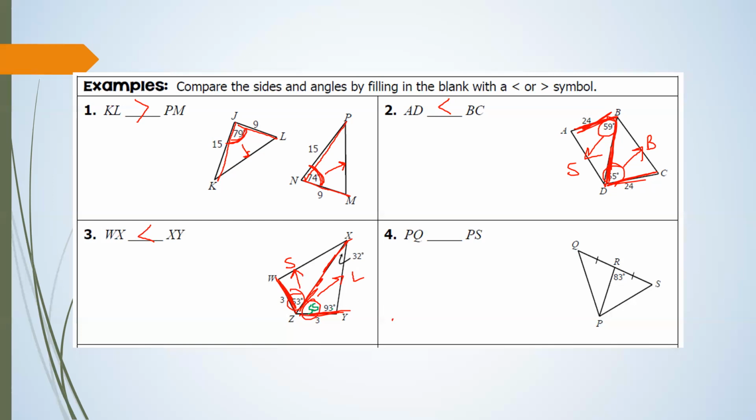All right, well, in number 4, I see a linear pair. So if I do 180 minus 83, that tells me that this angle right here is 97. So what's going to be bigger? QP or PQ or PS? Which one's going to be bigger here? Okay, if you said that PQ was going to be larger, you're right, which means we have to put a greater than symbol there.